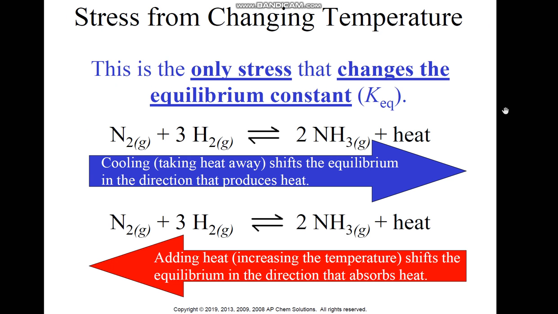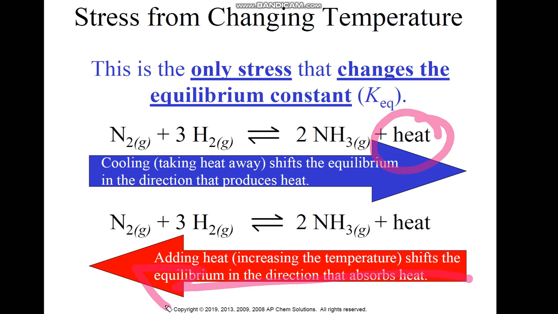So one of the things I wanted to talk to you about: in this particular reaction, the forward reaction is exothermic. It is giving off heat. So if we take away heat, it's going to go in the direction that produces heat. So it's going to go forward. If we add heat, it's going to try to cool itself off, so it's going to go in the direction that absorbs heat.